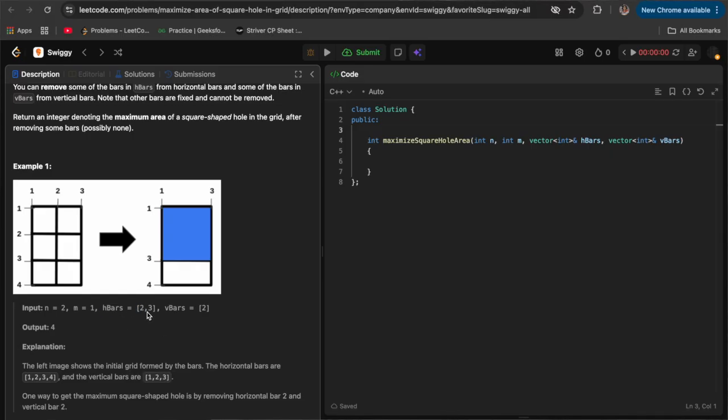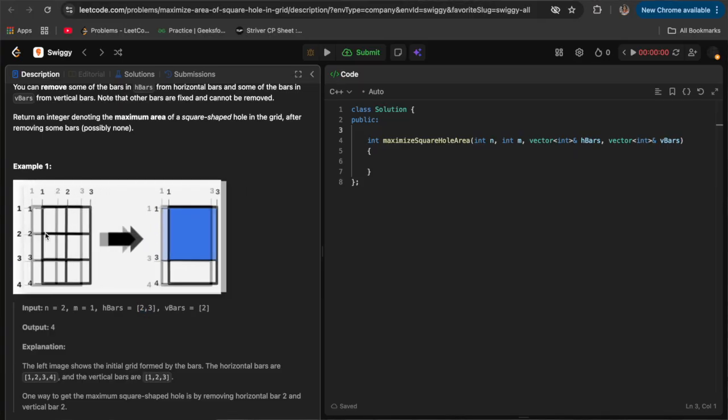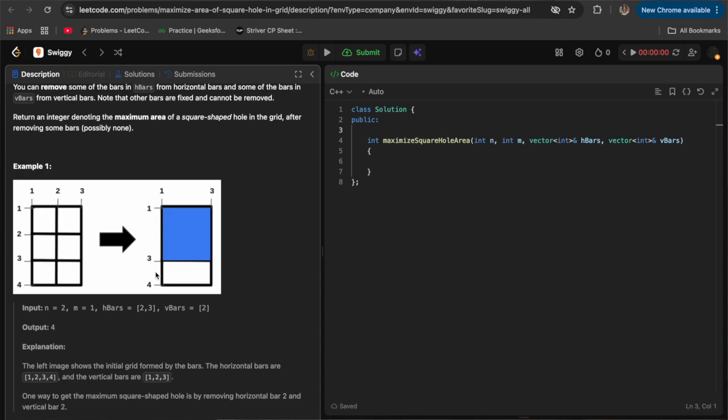It means we can remove the second and third bars. We can remove the horizontal second one, that is this one, and the third one, that is this one. You can follow my arrow. I can remove this one and I can remove this one. So if I remove both, then what? They didn't tell us that we can remove all, or anything like that. So I'll remove both, 2 and 3. Then what will I get? I'll get just this one and this one.